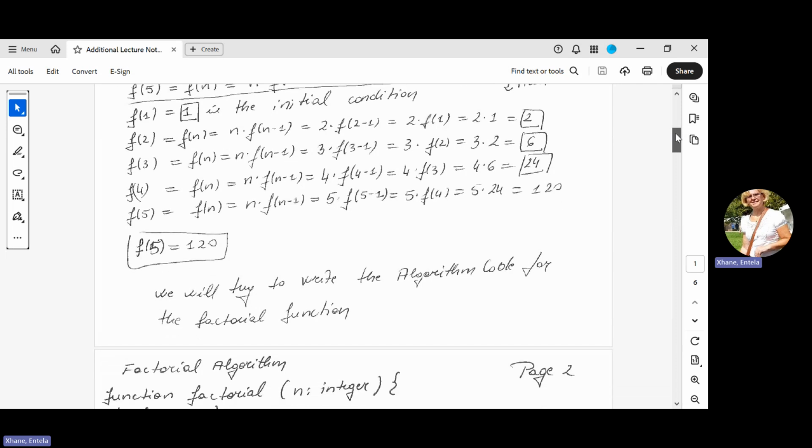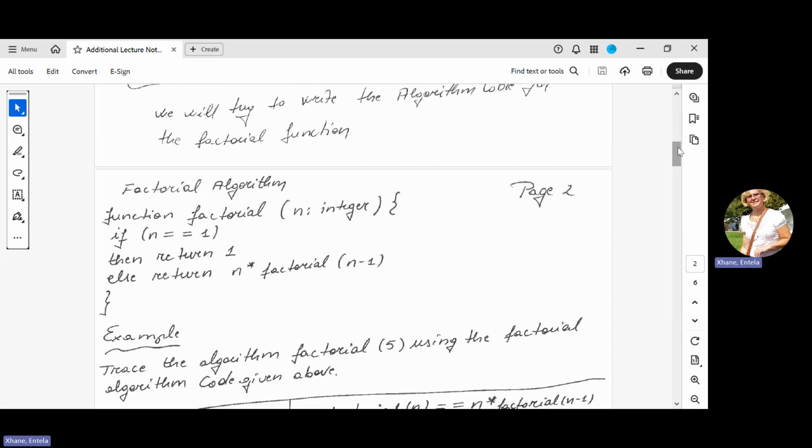So in the form of an algorithm code, based on what we did, it is going to look like what is known as a factorial algorithm, and then it is defined by function factorial.